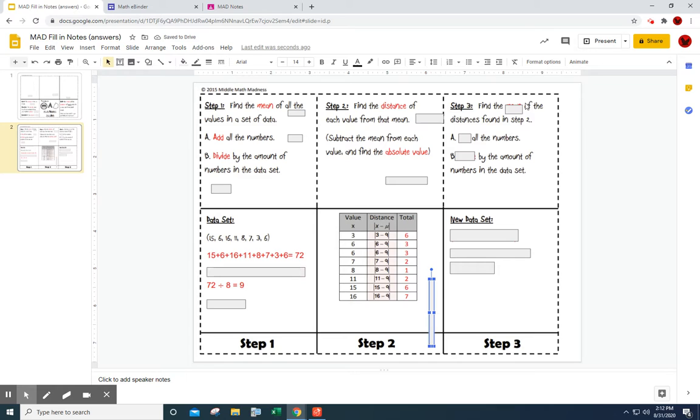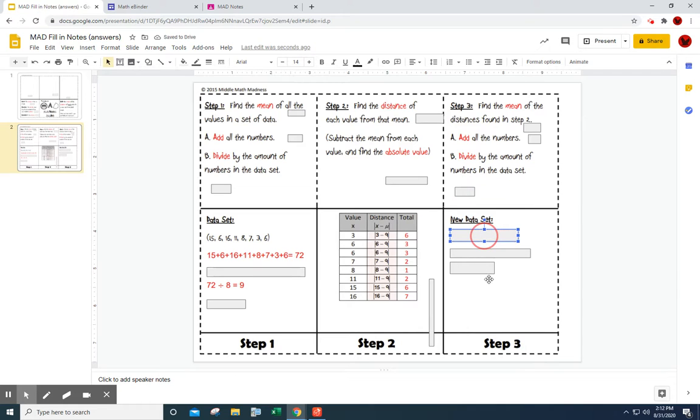Now we move on to step 3. Step 3 is where you find the mean for the second time. So you find the mean of the distances that you found in step 2 right down here. In order to do that, you're going to add all the numbers and divide by the amount of numbers in the data set.